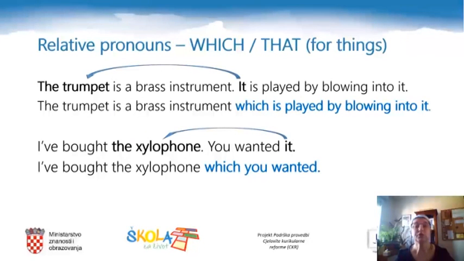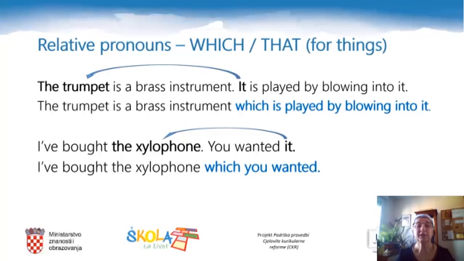Which is used for things, which can be replaced by that too. Let's hear 2 examples. The trumpet is a brass instrument. It is played by blowing into it. We can say, the trumpet is a brass instrument which is played by blowing into it. Or you can say, the trumpet is a brass instrument that is played by blowing into it.